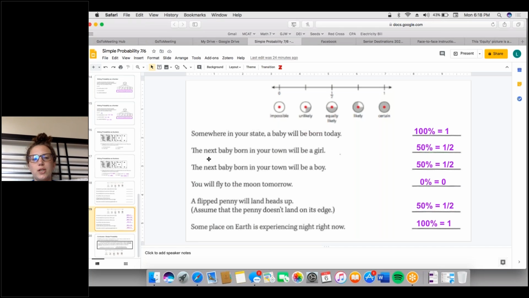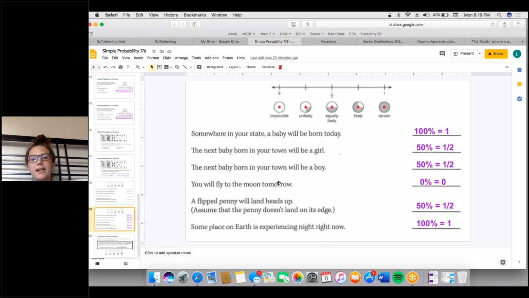The second question says, the next baby born in your town will be a girl. Well, there's a 50% chance it will be a girl and a 50% chance it will be a boy. So these next two are both 50%. There's a 1 in 2 chance for each one. So I could express that as a percent or a fraction, both numbers between 0 and 1.